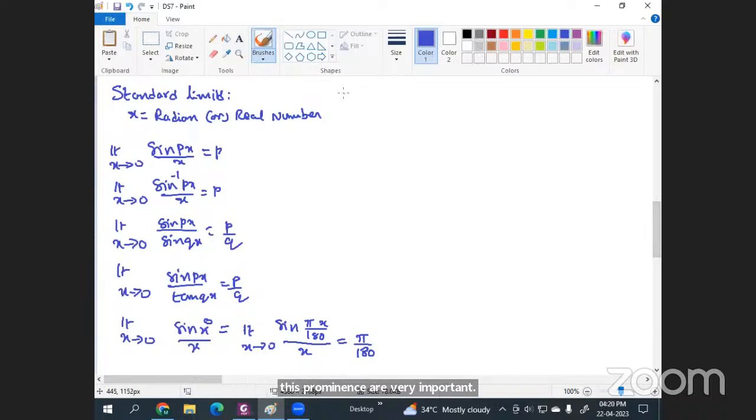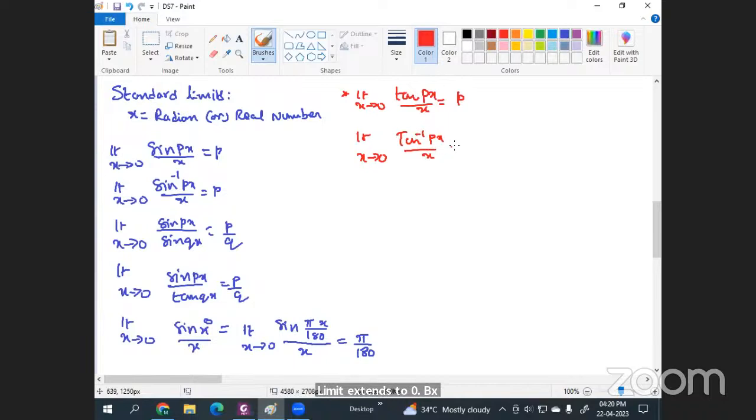Okay, next limit. Limit x tends to 0, tan px by x is p. Limit x tends to 0, tan inverse of px by x is p. Limit x tends to 0, tan px by tan qx equal to p by q.